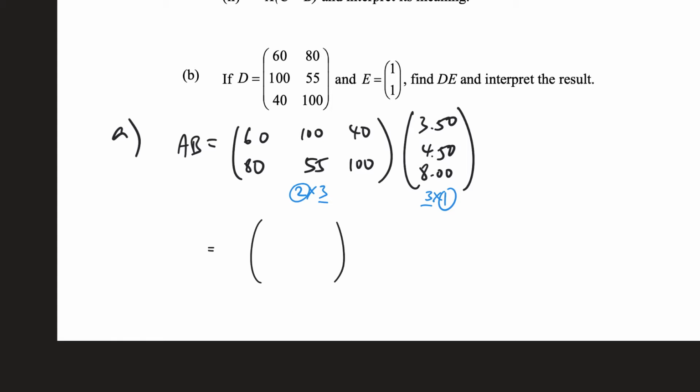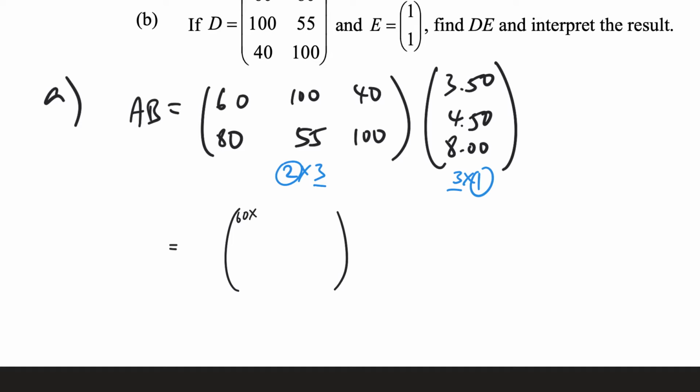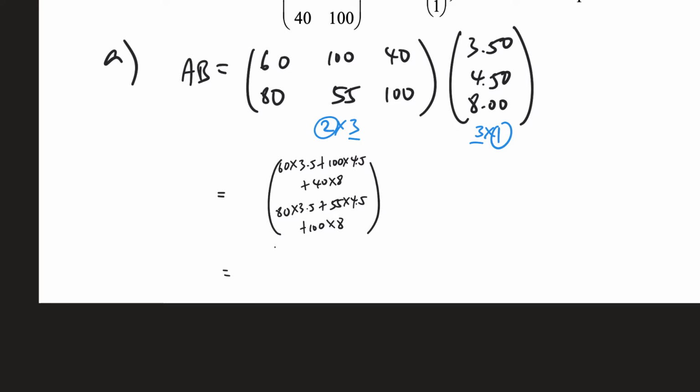Row 1, column 1, row 1, column 1. Key all of that into a calculator, and what you get is this. Cool. Let's take a look at the working.